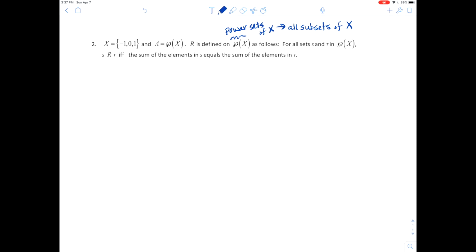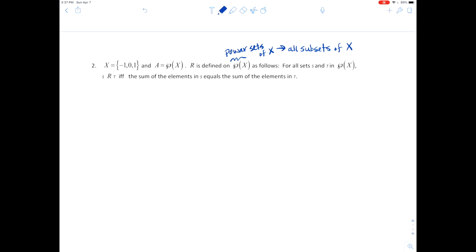First of all, why don't we find all of the subsets of X? So remember, how many are we going to have? I believe there was a theorem that said you're going to have 2 raised to the number of elements in the set. That's how many possible subsets you'll have in that set. So we're going to have 2 cubed subsets, which is 8 subsets. All right, so now, here we go.